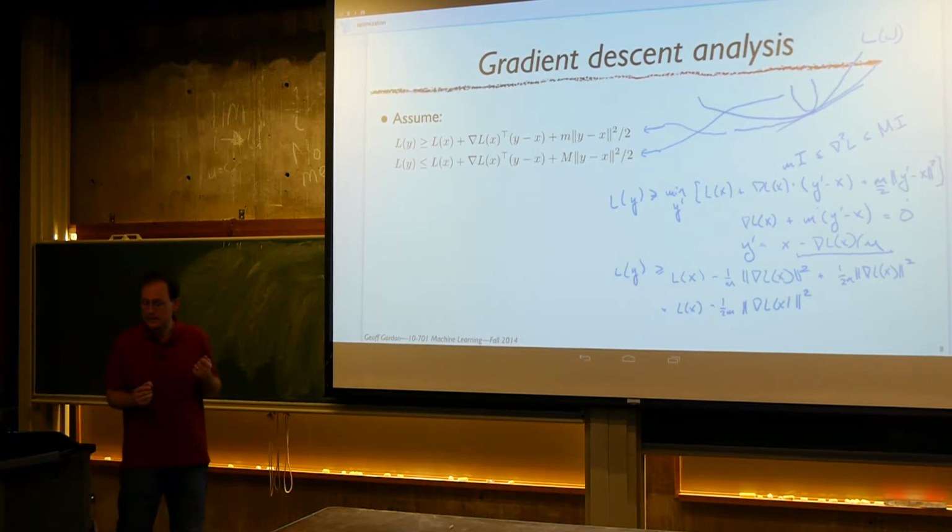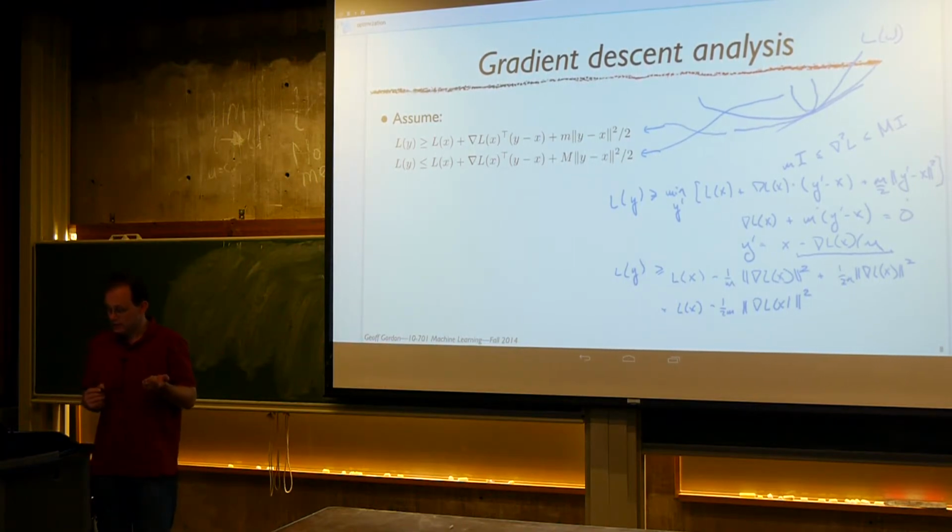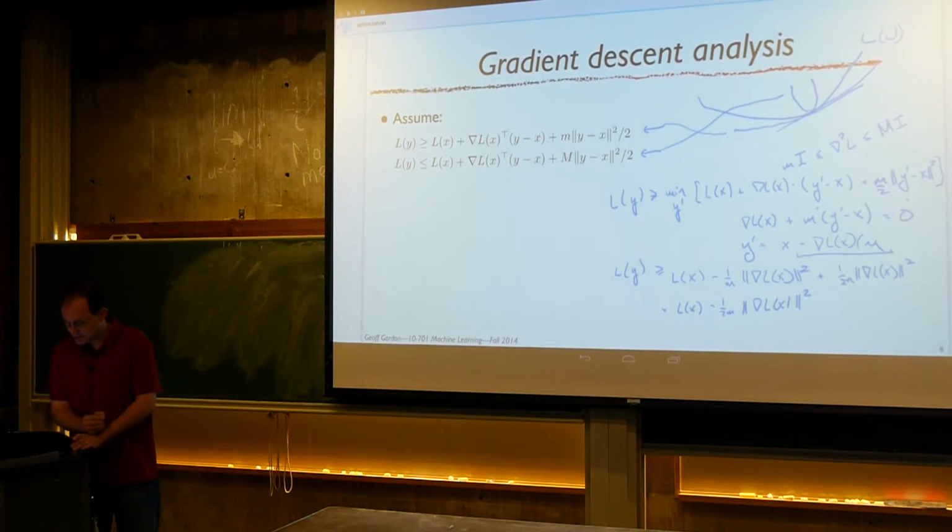So what does that say? That says that, in particular, I can substitute the optimal possible value. So let's call it W star, the weight vector with the smallest loss. Substitute that for y, and then what I'll get is that L of W star is at least L of x minus 1 over 2m, the norm squared of the gradient of L of x. So what does that mean?